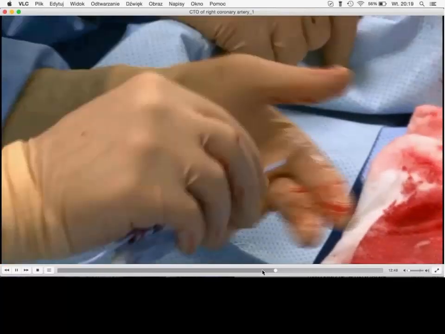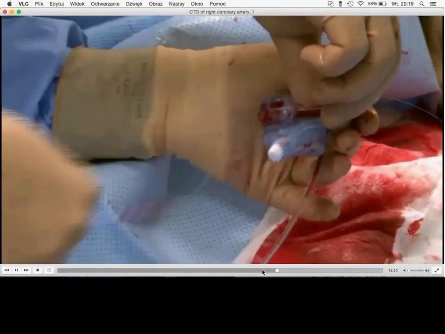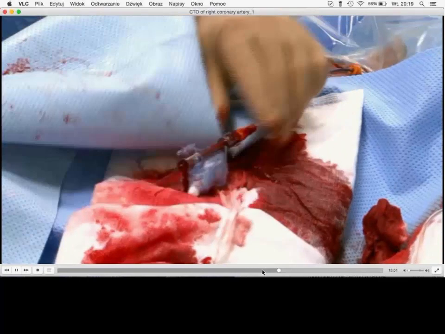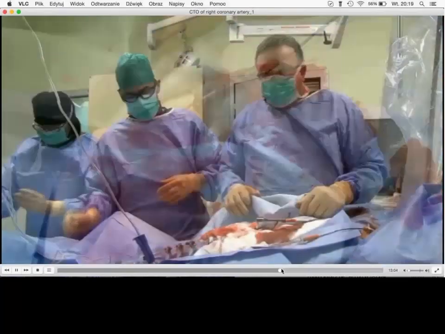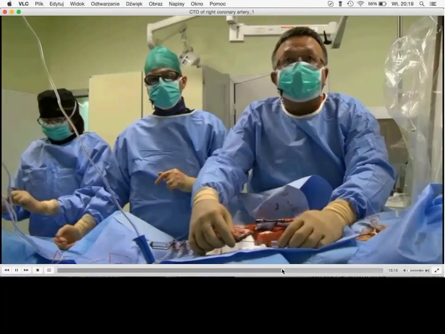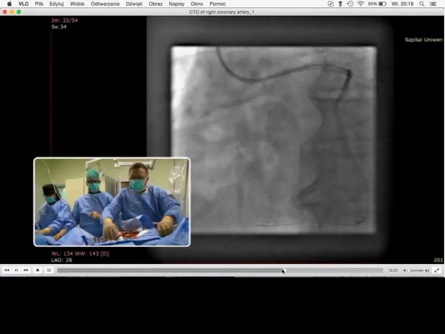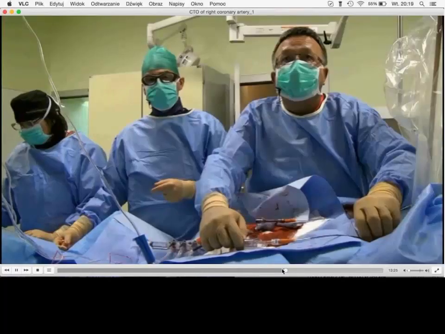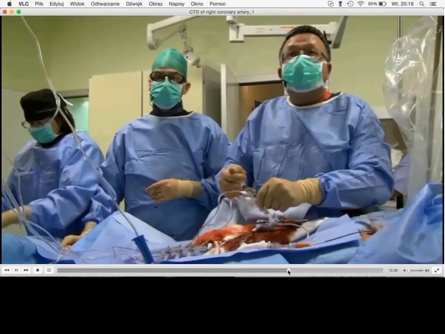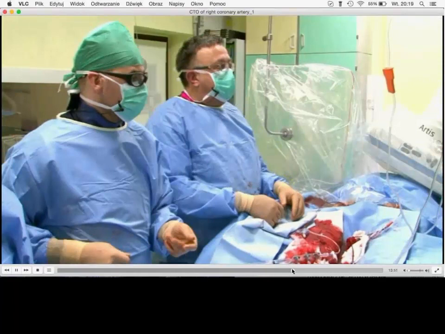It's not so small, but also not so big. And this is the moment to go out with the RG3 wire, and from this moment we can perform all the procedure antegradely. And it was done, so we should remove the Corsair very gently, and we should avoid the injection from the antegrade to not create a huge dissection, and the injection from the left system is helpful to have a good position of the distal stent before the crack.